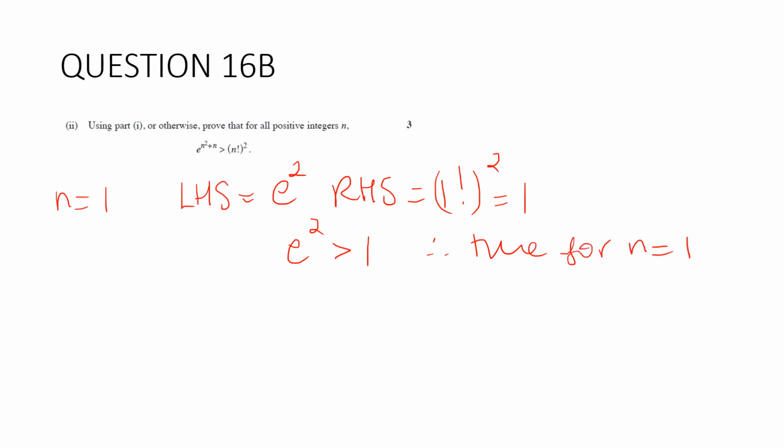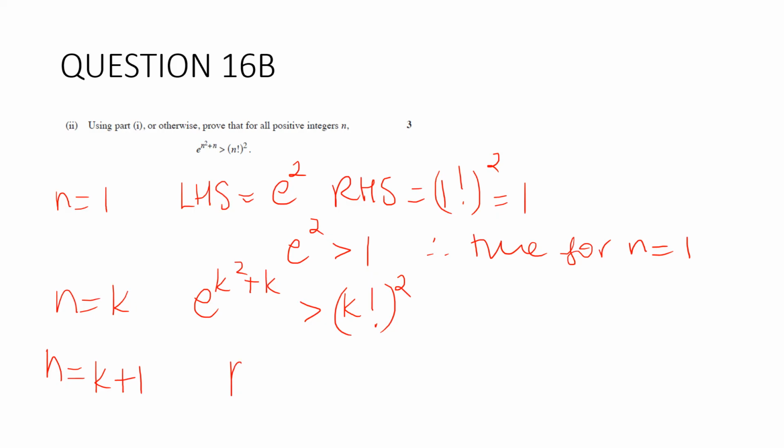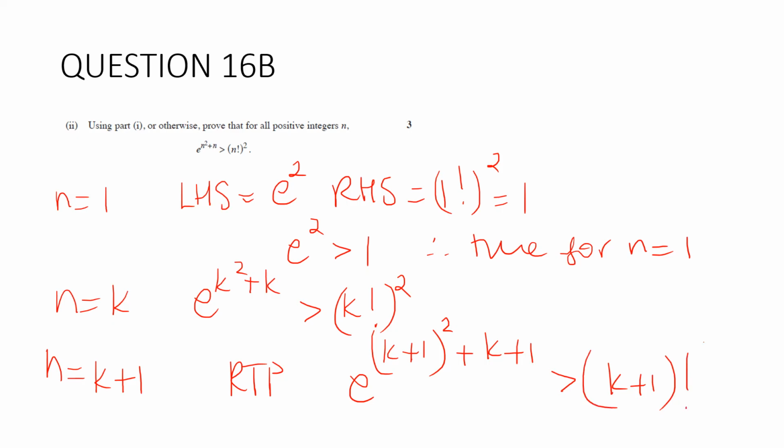Now we're going to assume it true for n is equal to k. In other words, e to the k squared plus k is greater than k factorial all squared. And now we want to prove it true for n equals k plus 1. So we are required to prove that e to the k plus 1 all squared plus k plus 1 is greater than k plus 1 factorial squared.